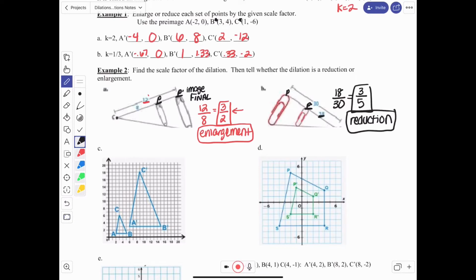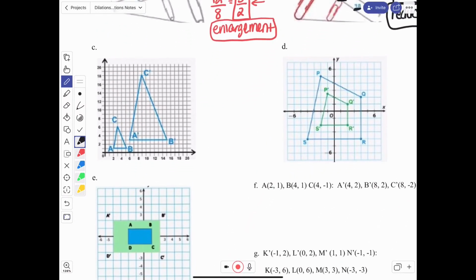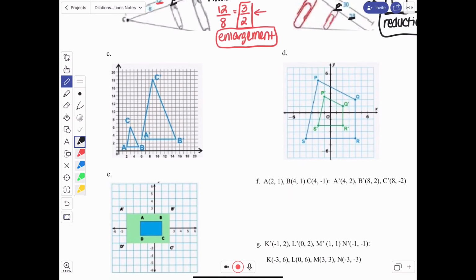Okay. Now, this one, obviously the bigger one, so you can see like you've got your A here and you've got your A prime, we've got the coordinates. So the bigger one, we can go ahead and write down enlargement if you want to, because it got bigger.